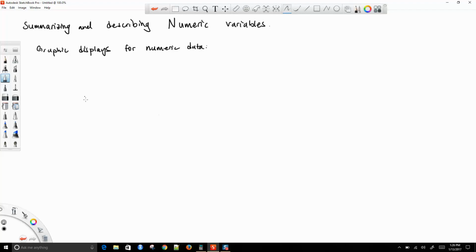Okay, and so our first tool will be what's called a dot plot. With the dot plot, all we do is we begin with a number line, and then we place a dot at each observation. Dot plots are best for relatively small data sets.